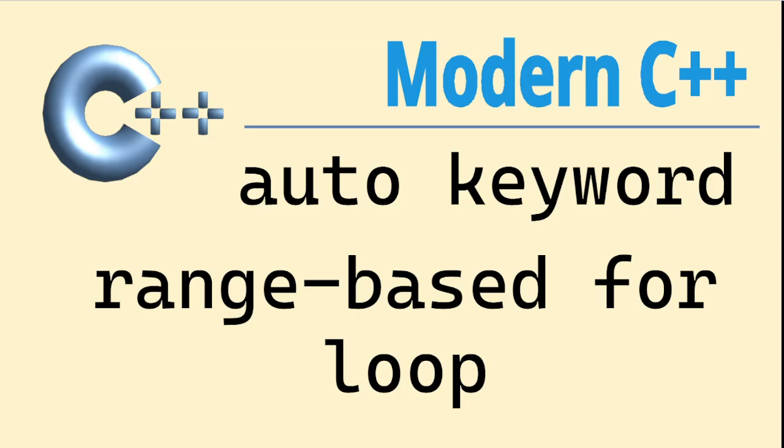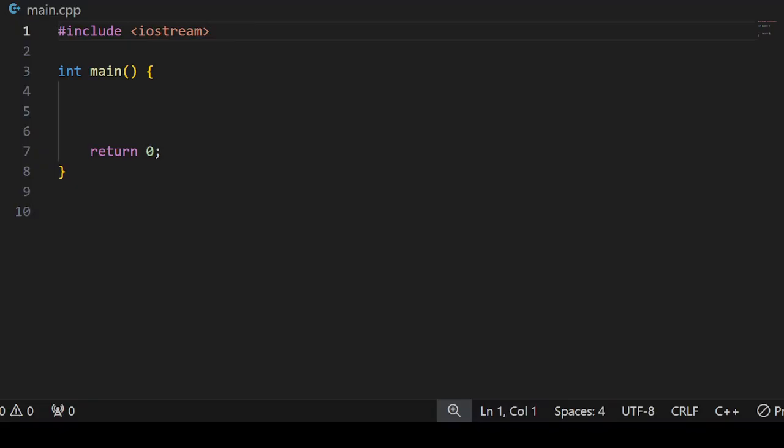Auto is a C++ keyword used to deduce or infer the type of a variable by the compiler during compile time. Range based for loop is an alternative to the standard for loop, a more readable alternative. The range based for loop operates over ranges such as elements of an array or a container, which can be std::array or std::vector, etc. Let me discuss a little bit more about this through coding.